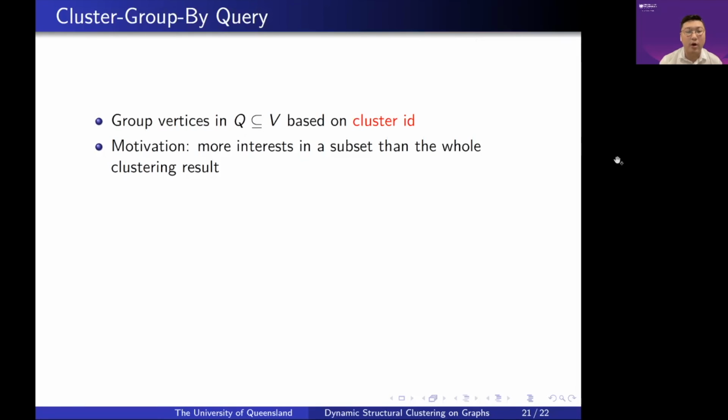We further develop our algorithm to support cluster group by query. Using the above technique, we can output the structural clustering result in O(n plus m) time. And when the size of the graph is large, O(n plus m) time is also very large. So in this query, we can group vertices in a subset Q based on their cluster IDs. The motivation is that sometimes people are more interested in a subset than the whole clustering result.